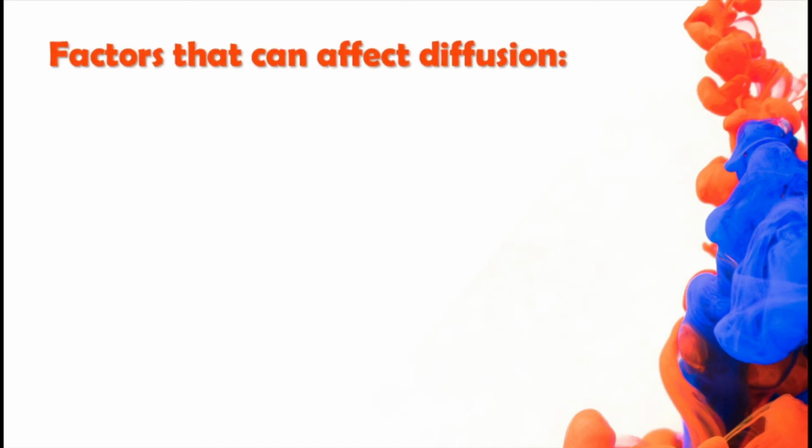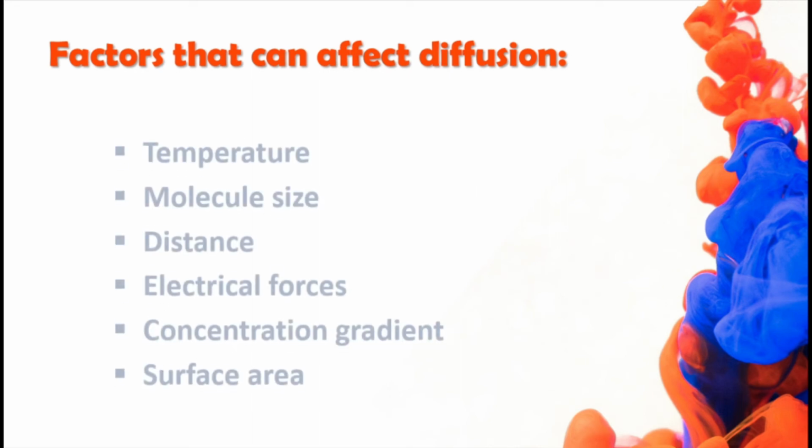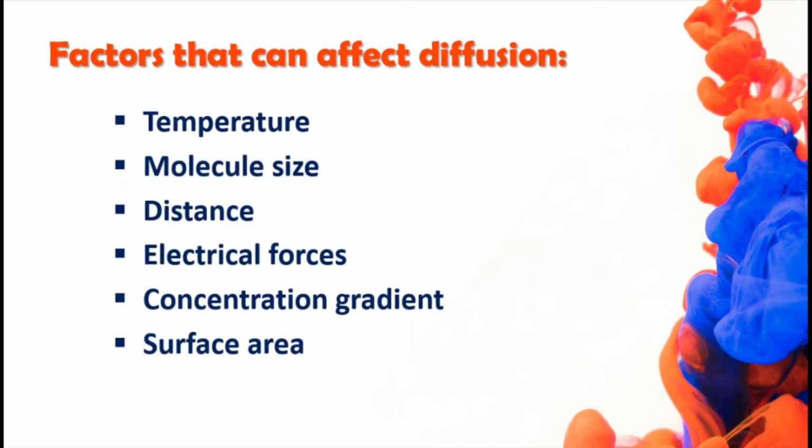In terms of your diffusion, as one of the examples of your passive transport processes, there are certain factors that we need to consider. So what are those factors that can affect the diffusion process? Number one is your temperature. Why is temperature one of the factors? It is because the higher the temperature, the faster the rate of diffusion.